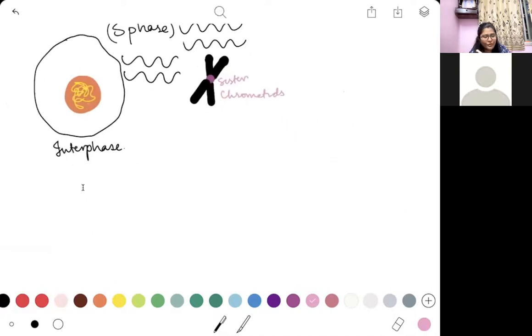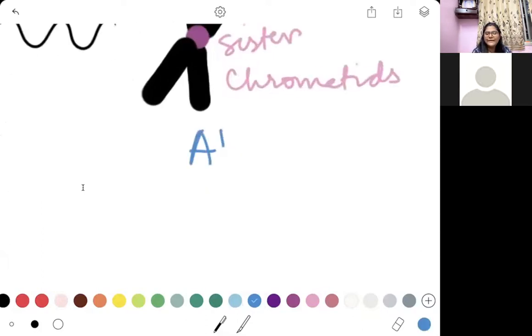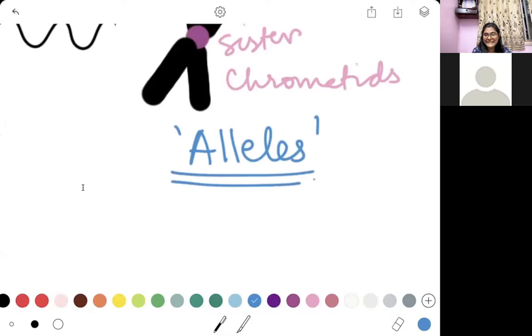Now, once you have undertaken this process of interphase, during this period you're also going to see that these sister chromatids are going to have all of their information very nicely sorted, and your alleles are going to align very well. What are alleles? Alleles are the similar kind of genetic information containing strands that are going to be present as two variants.